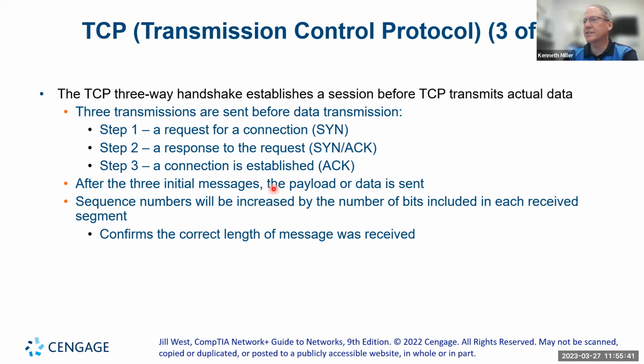The 3-way handshake is a 3-step process. In step 1, it requests a connection with a synchronization. In step 2, the response comes back from the other end with its own synchronization, and an acknowledgement of the sender's synchronization. Then in step 3, it goes back the other direction with an acknowledgement. Once that happens, the data is sent across. The sequence number in the synchronization packet will be increased by the number of bits included in the segment, and that confirms that the correct length of the message was received.